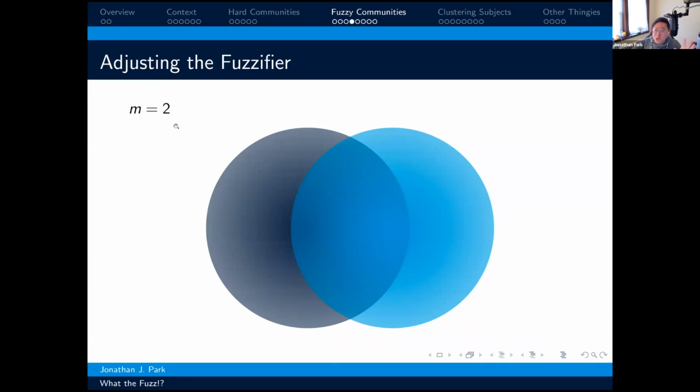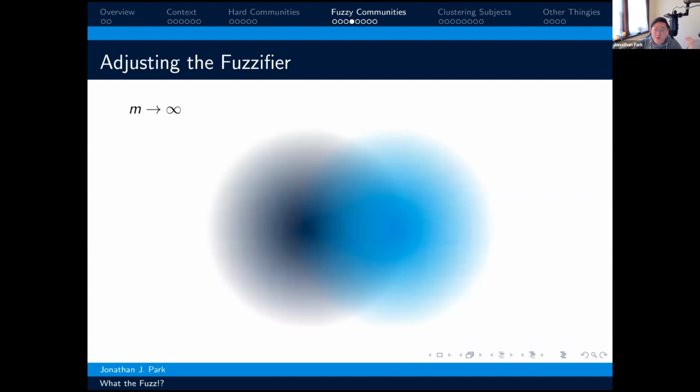And I use 2 as the example because this is the default in a lot of packages to use a fuzzifier of 2. And then as it approaches infinity, you can see that basically the borders of where these circles exist kind of cease to be there, which is to say that every variable has an impact on the calculation of every centroid, essentially. So as you approach infinity, everything affects the calculation of every centroid, which is useless.